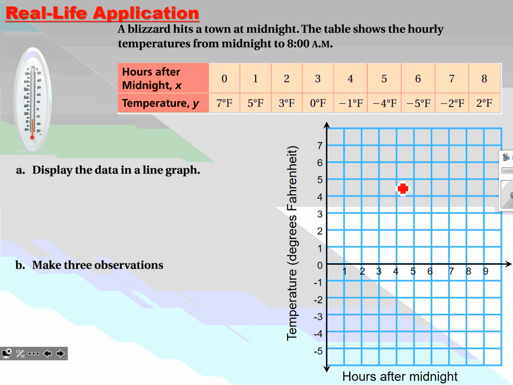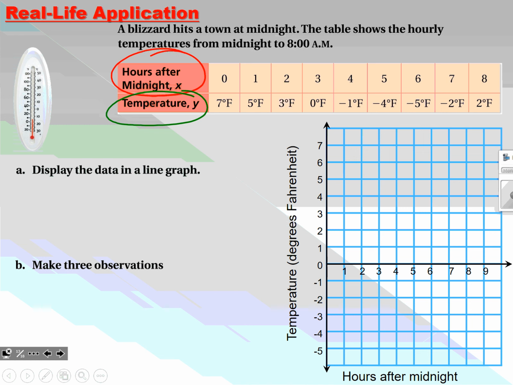On the last problem, it's a little tricky. If you look at what it says, this is a real application problem. A blizzard hits a town at midnight. The table shows the hourly temperatures from midnight to 8 a.m. So midnight is 0. 1 means 1 o'clock, 2 means 2 o'clock in the morning, 3 means 3 o'clock in the morning, and those are the temperatures. So the hours are the x-axis. It's x. The temperature is the y.